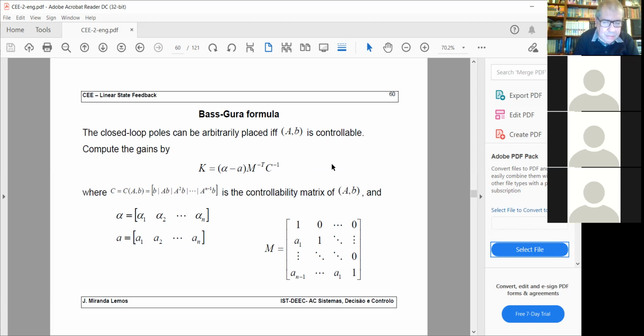You remember the meaning of the symbols? So alpha is a vector of the coefficients of the desired polynomial. A is the vector of coefficients of the open loop polynomial. M is this matrix that depends on the open loop polynomial, and C is the controllability matrix. So where is something that tells you that when you make the closed loop system very fast, K grows a lot?